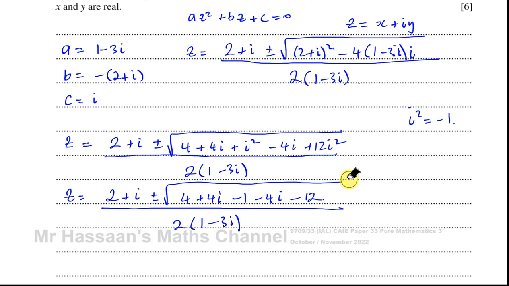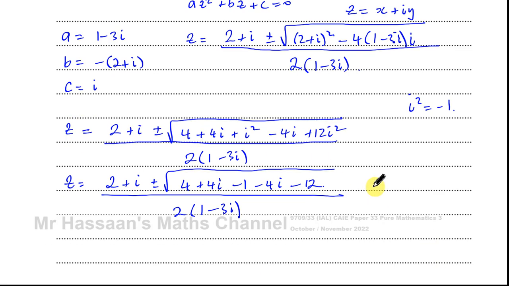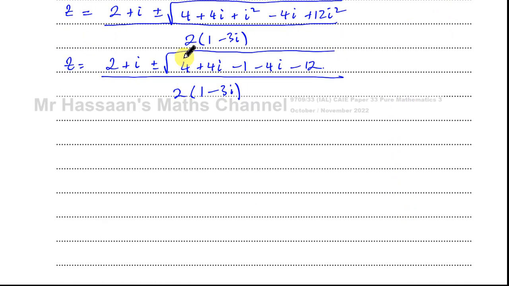Well, we can continue trying to simplify this. Let's see what happens next. So we have z equals 2 plus i, plus or minus. Now you're going to have 4, plus 4i and minus 4i cancel out. We have 4 minus 1 minus 12. So that's going to be 3 minus 12, which is minus 9. So you've got the square root of negative 9 over 2 times 1 minus 3i.